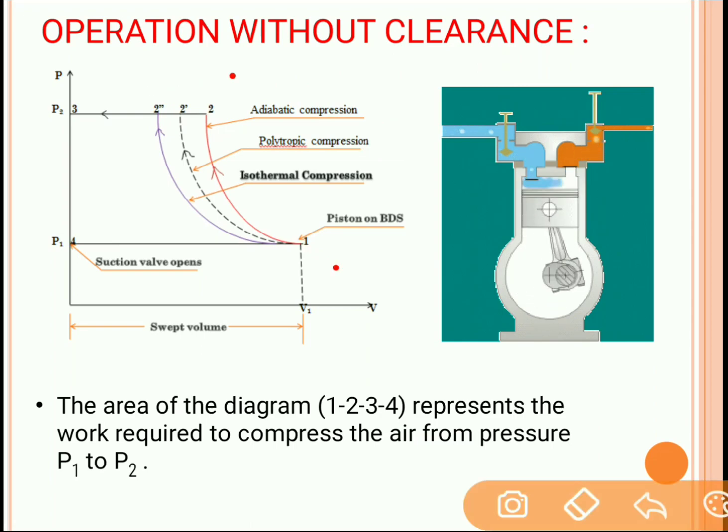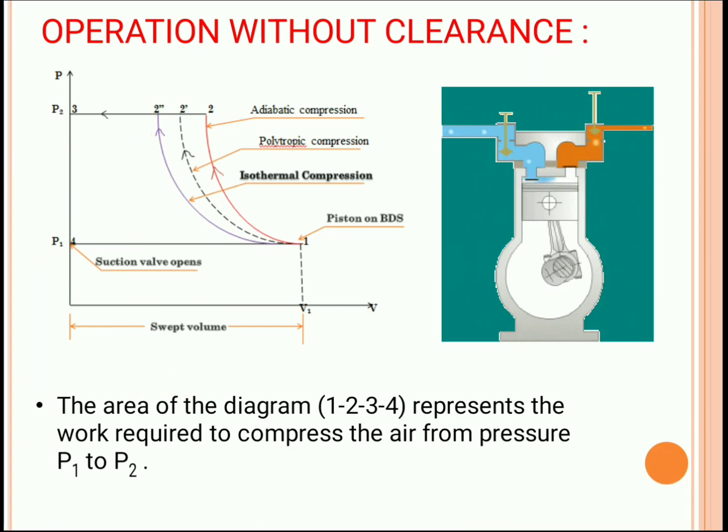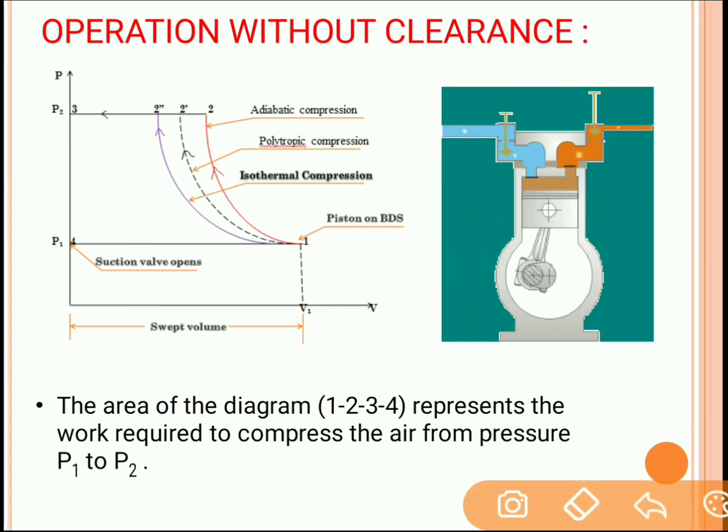So from 1 to 2, pressure increases from P1 to P2 and volume reduces from V1 to V2. So here volume is reduced and pressure increases. So it works on the principle of positive displacement, that is, pressure increases because of reduction in volume. Now at point 2, the air will get discharged with the help of the delivery pipe. So at point 2, the delivery valve will open, and whatever air is inside the cylinder will transfer outside the cylinder. So slowly the volume will reduce from V2 to V3 at constant pressure P2.